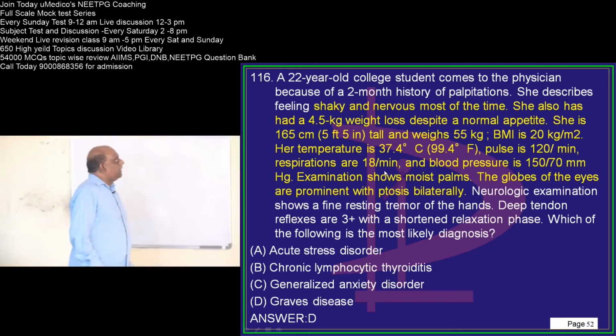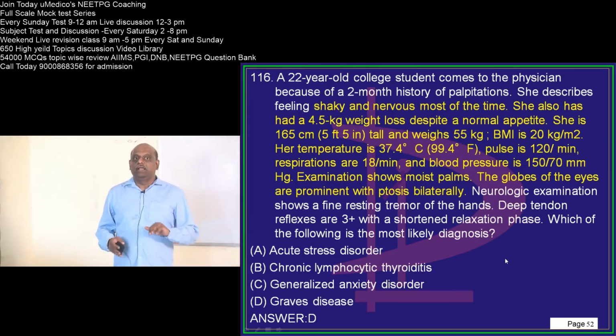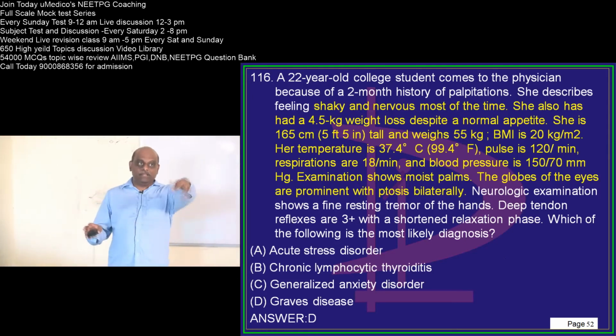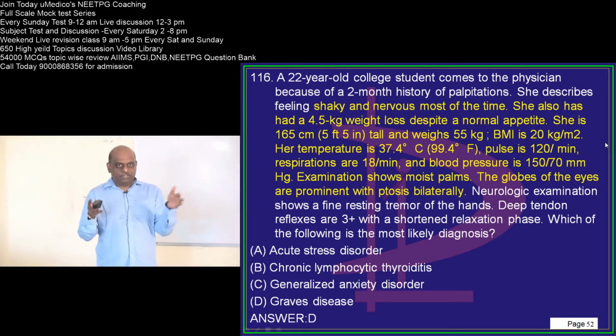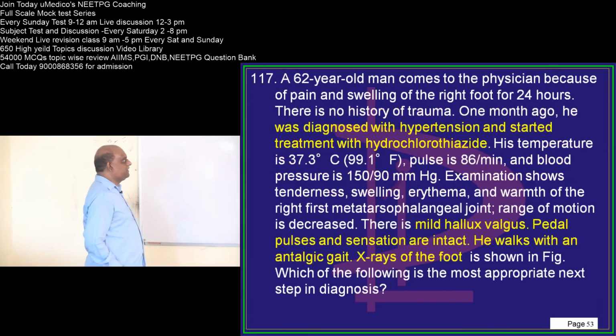So this 22-year-old is shaky, nervous, weight loss. Along with the presence of the tremor, you must be able to catch the clinical vignette of Graves' disease classically.